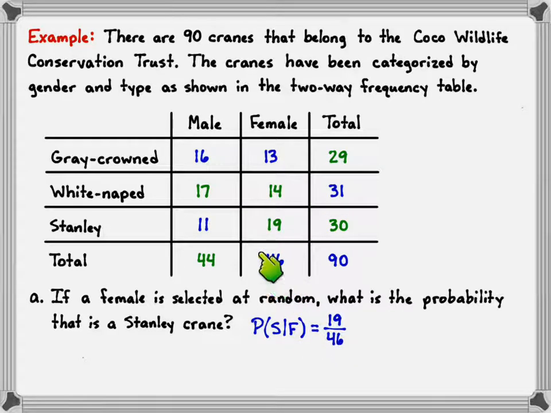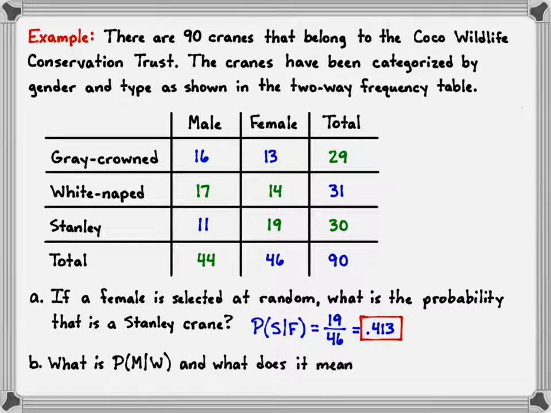Now, out of the 46, how many Stanley cranes are there? There are 19 Stanley cranes out of the 46. We're not going to put 30 out of 46 because that would include the 11 that are not female. This is conditional probability. How many are Stanley out of the females? There are 19 Stanleys of the 46 females, which is 41.3%.